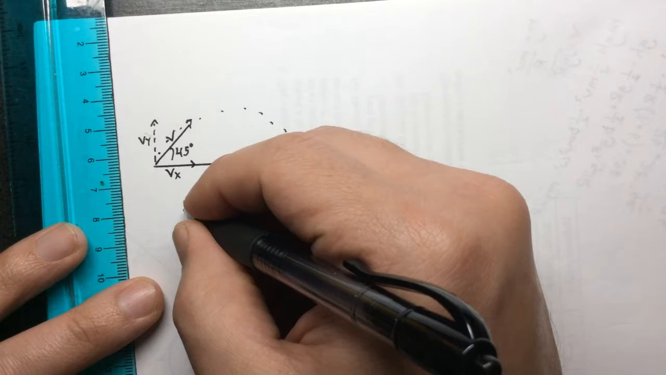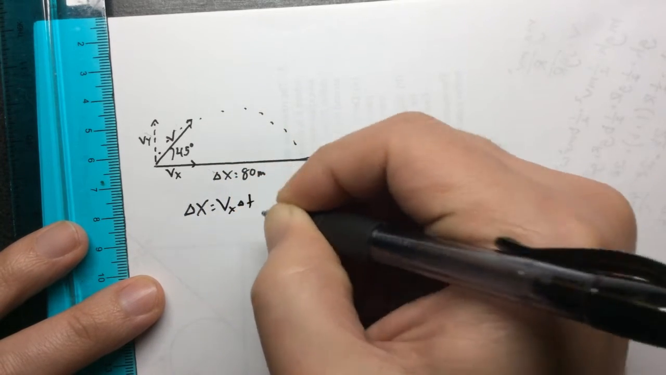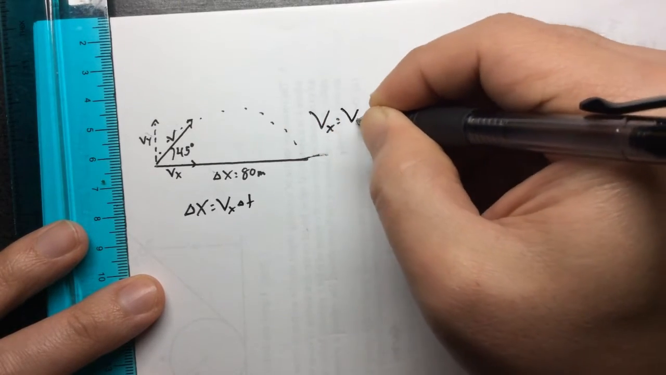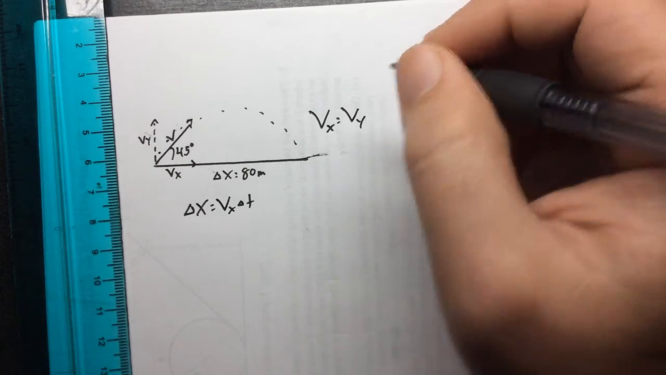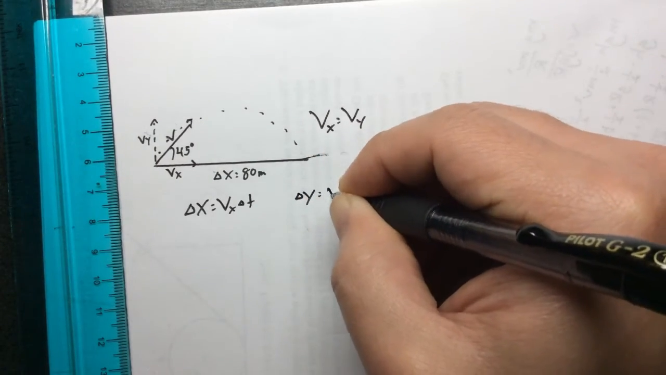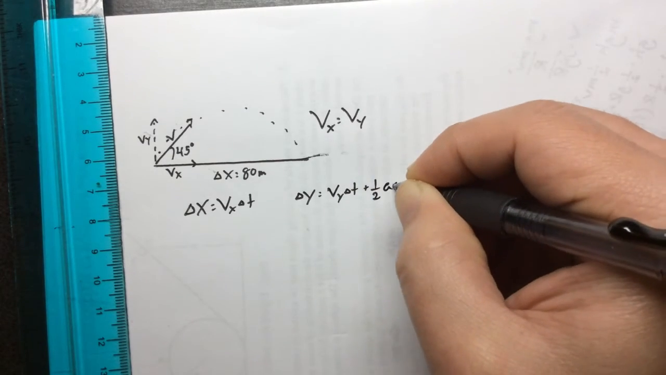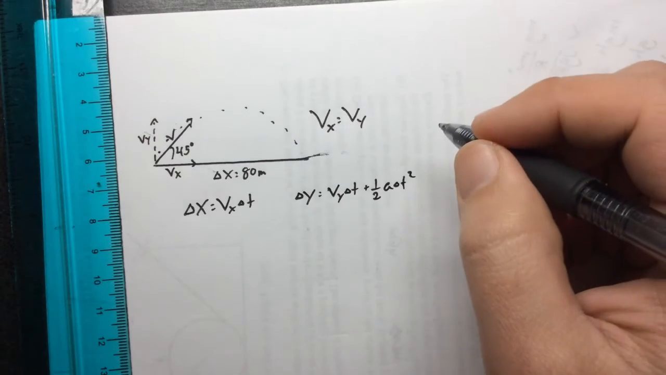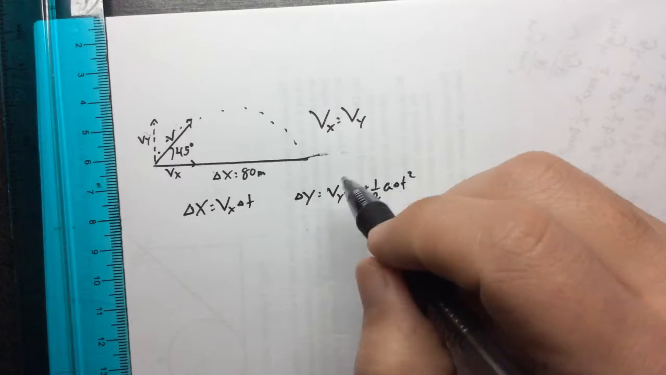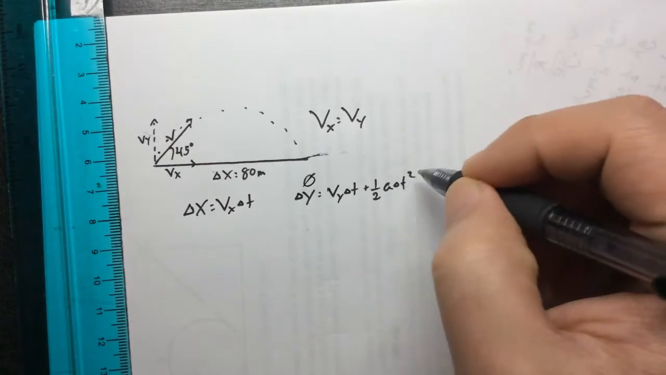What you know is that in kinematics, the delta x is equal to the velocity in the x times the time. And something special here, once again, is that the x velocity should be equal to the y velocity at the start. In the y direction, we know that the delta y is equal to the velocity in the y direction times time plus half a t squared. And in this particular problem, we go from the ground to the ground. And if we go from the ground to the ground, the change in y is 0. And if the change in y is 0, then these two terms should be equal to each other.